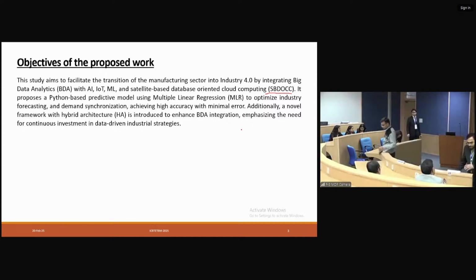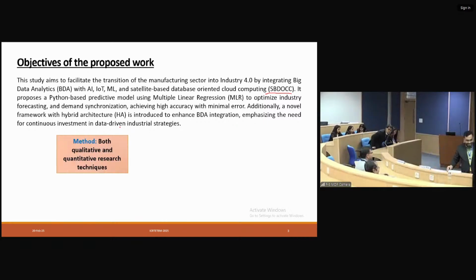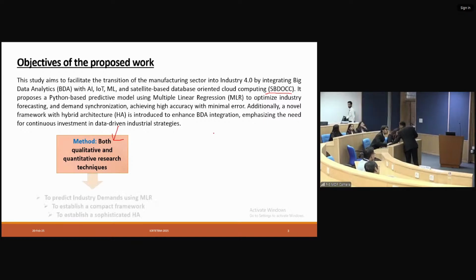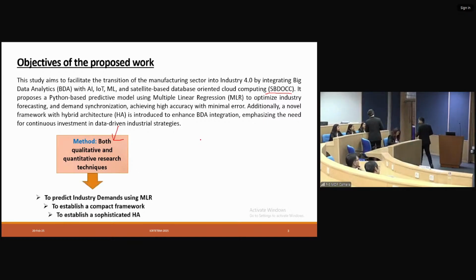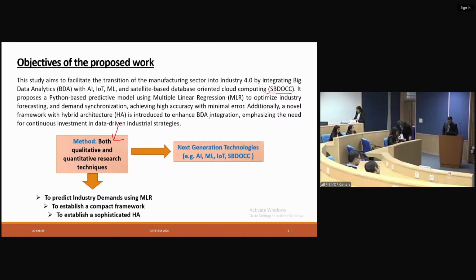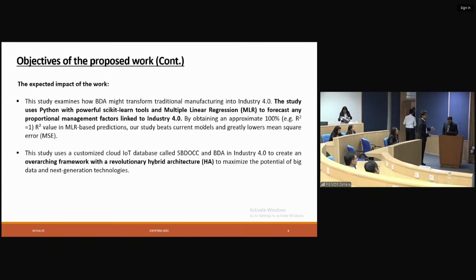Additionally, a novel framework with hybrid architecture is introduced to enhance BDA integration, emphasizing the need for continuous investment in data-driven industrial strategies. Our research uses both qualitative and quantitative research techniques. It is a mixed research approach, which is to predict industry demands using MLR, to establish a compact framework, and to establish a sophisticated hybrid architecture. Our methods are equipped with next generation technologies and the BDA as I discussed before. The expected impact of the work is that BDA might transform traditional manufacturing into Industry 4.0.